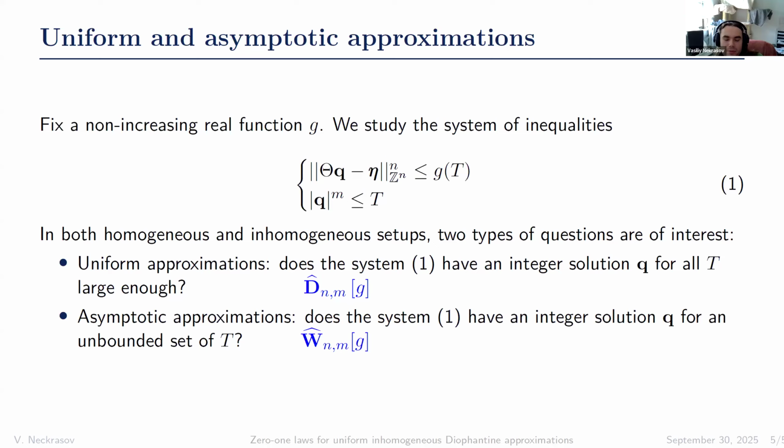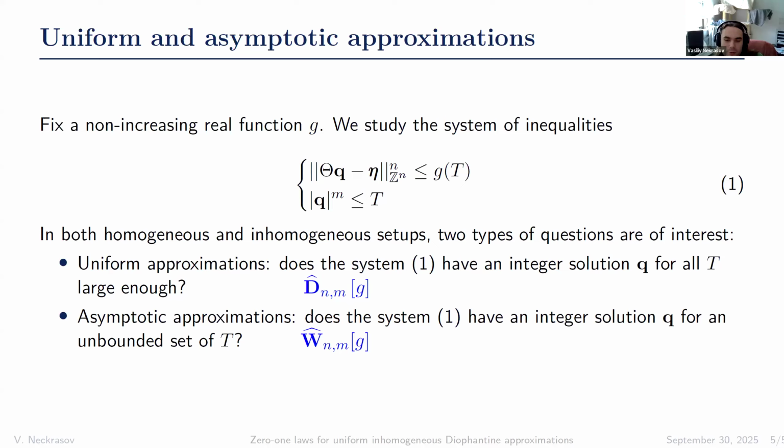So the hat will be used, this is also a convention that will be used throughout the whole presentation. The hat will be used for the sets in homogeneous approximations, which will be the sets of pairs or some sections of the sets of pairs, versus the notation d and later w without hats will be used for homogeneous approximation when we just have matrix and no shift.